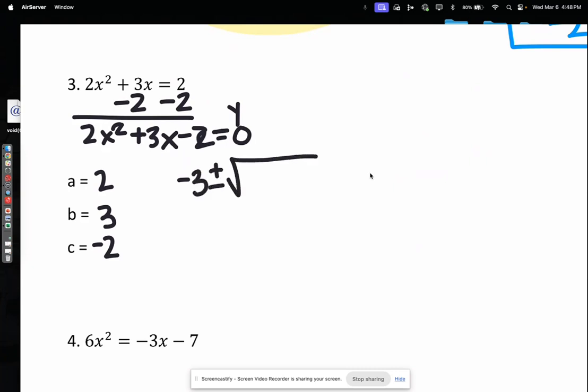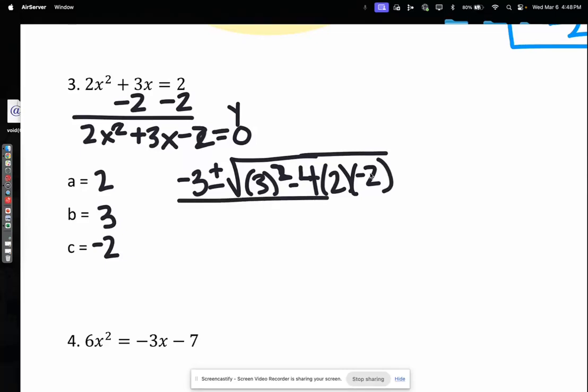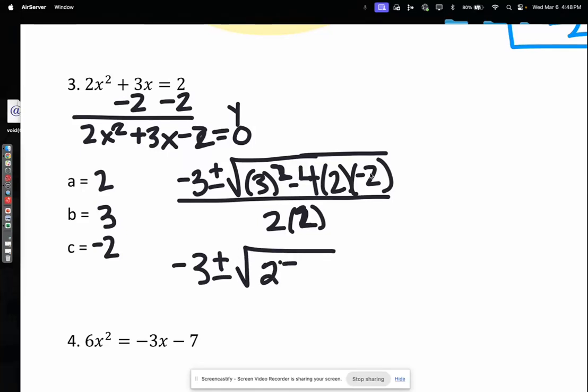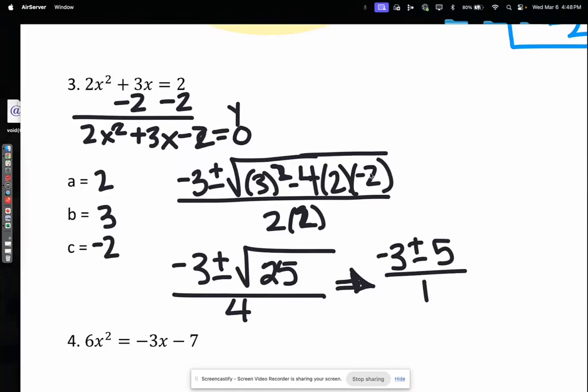minus the square root of b squared minus 4 times A times C, all over 2 times 2. So now we can simplify. And again, you're using that calculator, -3 plus or minus. When I put this in my calculator, I get 25, which is a very nice number for square roots, all over 4. So I can simplify this. I have -3 plus or minus the square root of 25 is 5 over 4.